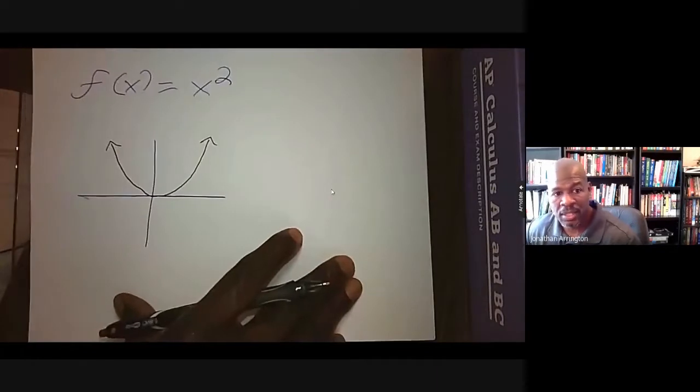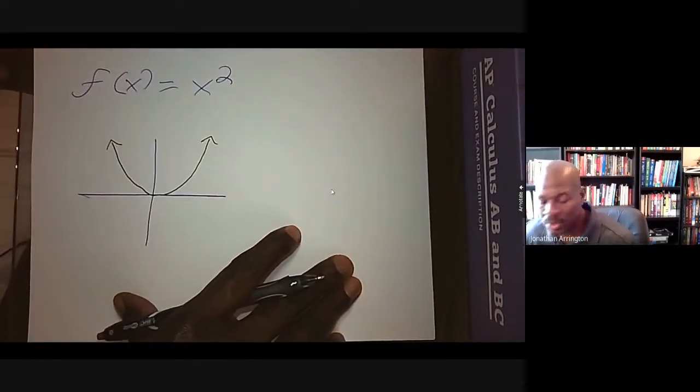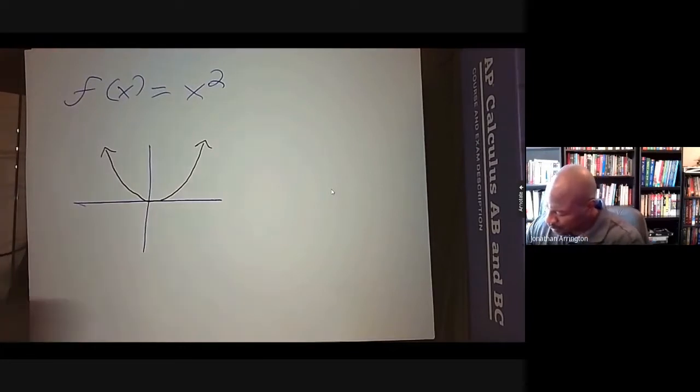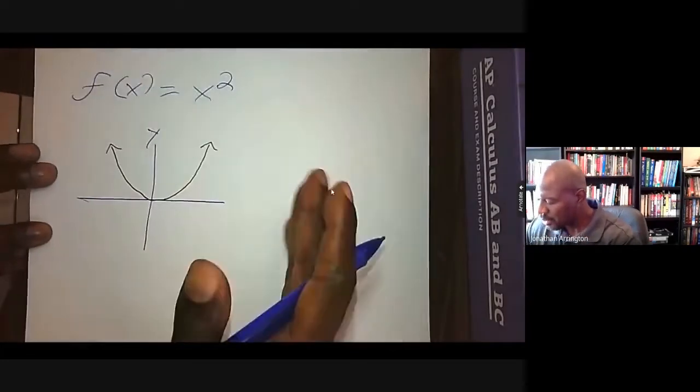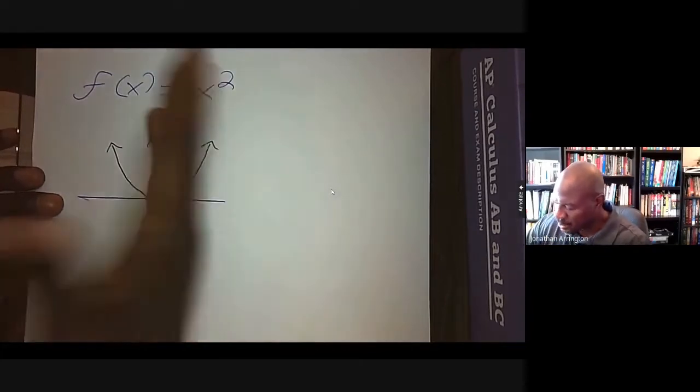Right, so that's the graph of x squared. Maybe I could have constructed a better graph than that, but we'll live with it for now. And so when it says it's symmetric to the y-axis, this is the y-axis here, of course. What it means is you're going to have mirror images on both sides of the y-axis.